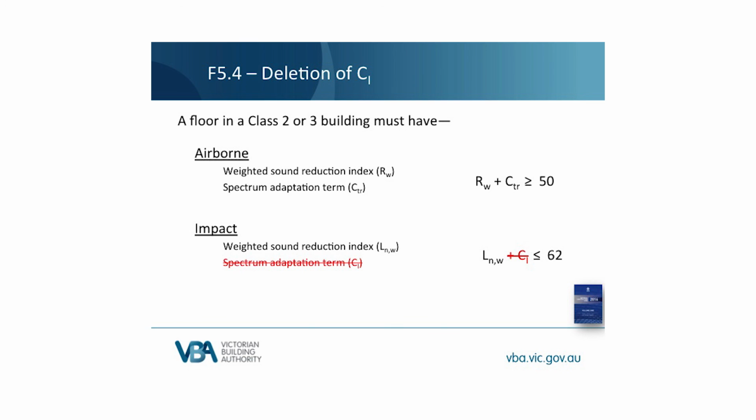The impact provision included a spectrum adaptation term, CI, which has now been deleted. CI is supposed to make an adjustment for high-frequency noises, like footsteps on a hard surface. However, research indicates that it doesn't assist in practice, so it has been deleted. This brings Australia in line with international sound insulation provisions. Verification method FV5.1 has been adjusted in the same way.